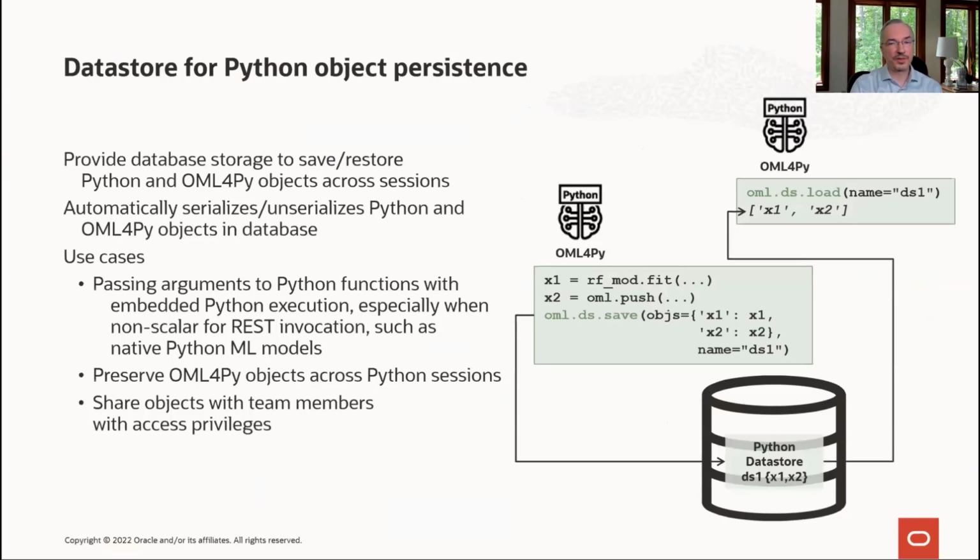Now, for the examples that follow, there are 2 concepts I want to introduce now. The first is that of the Datastore. A Datastore allows users to save Python objects, including OML4Py proxy objects, in the database as a named entity, and load them back into Python memory across Python and database sessions. Data stores are also used with embedded Python execution for passing non-scalar arguments, like Python machine learning model objects, to user-defined functions, especially for the REST and SQL APIs. So a data store can contain multiple Python objects, making it very convenient for passing data to these user-defined functions. You see here that OML save and load are the 2 main functions for saving to and loading objects from the database data store.